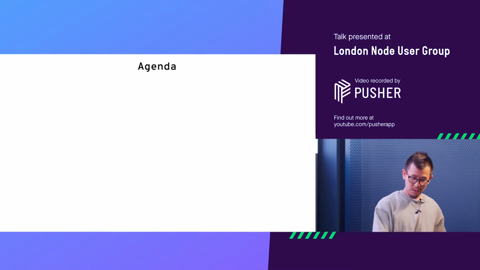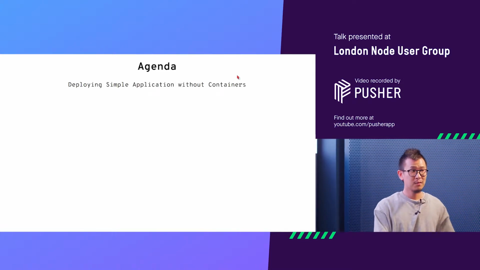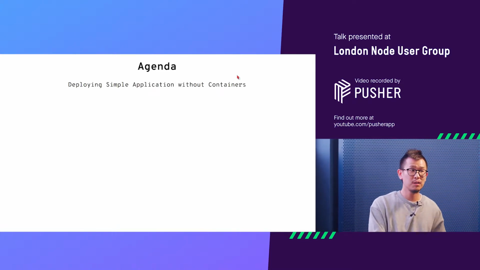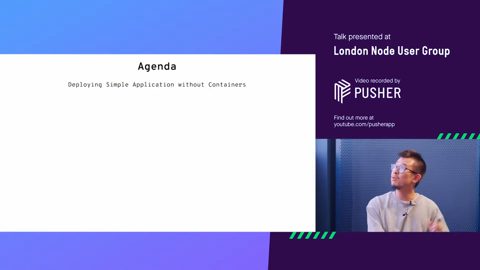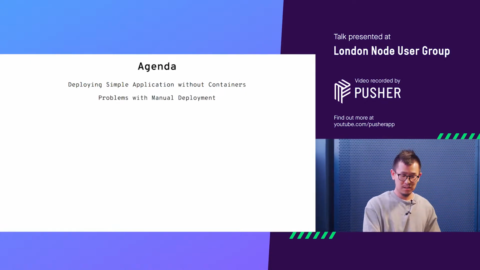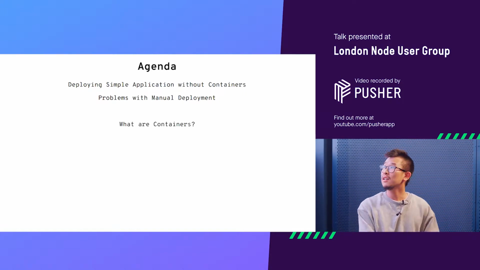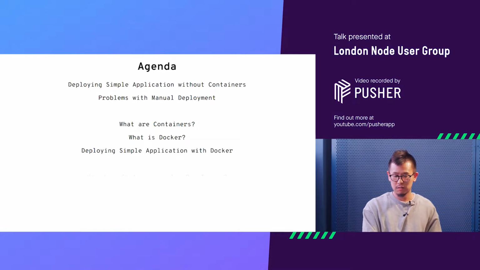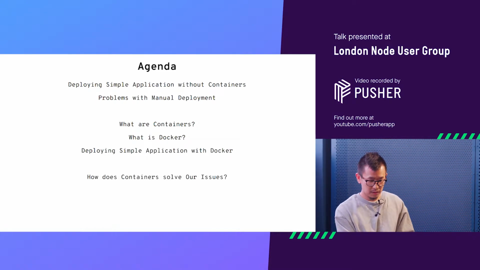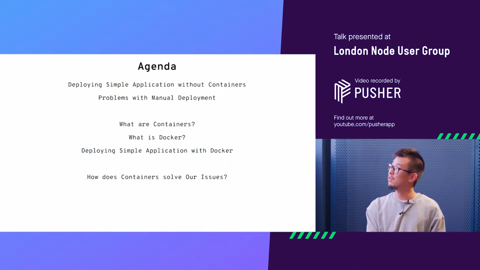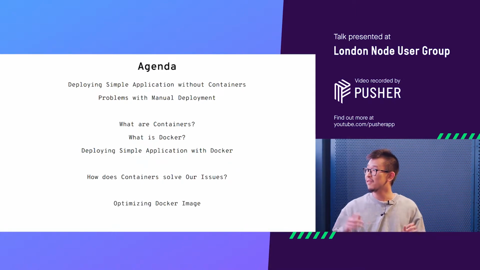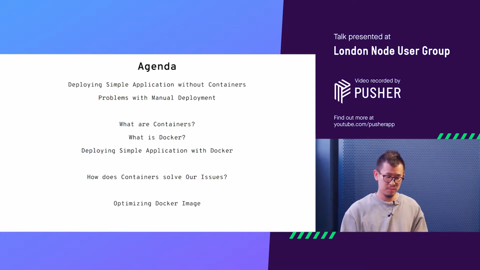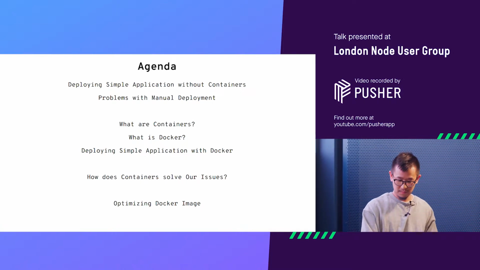So what are we going to go through today? First, we're just going to build a very simple application. We're going to deploy it the traditional manual way. And then we're going to discuss what problem this poses. And then I'm going to introduce you to containers and Docker and deploy the same application using Docker. And then we're going to look at what problems this solves. And the second half, the last 10 minutes of the talk, is going to be about optimizing the Docker image.